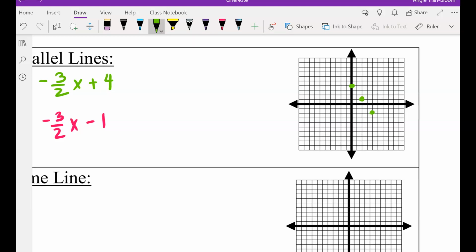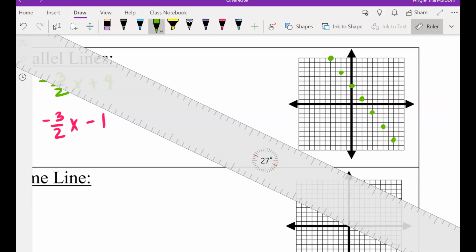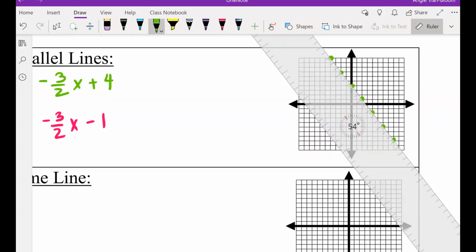Normally, I would like to make enough dots on my grid so I can have a nice straight line. What happens is if you don't have a straight line, your solution set will be wrong. So make sure you have enough dots to make a nice straight line. Wait, is it negative 3 over... Negative 3 over 2, and then plus 4.